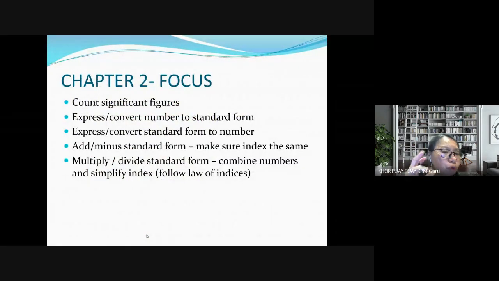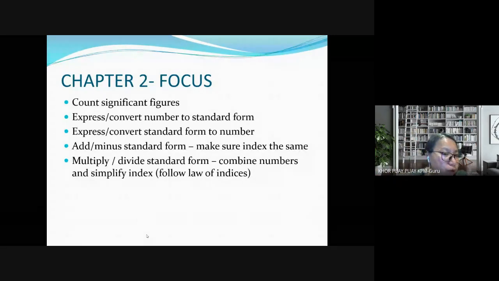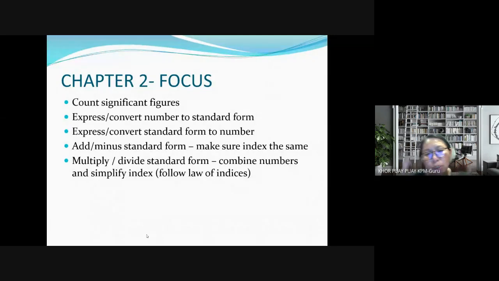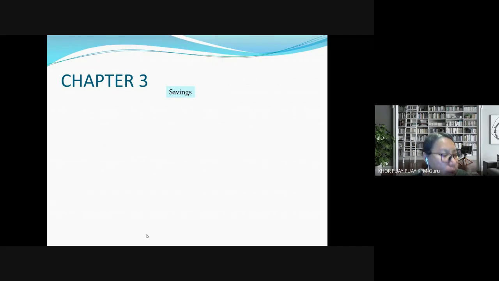So make sure you focus on how to count your significant figures, which we did already, right? You know how to change a number to standard form, and change your standard form back to a number. You must know how to plus and minus standard form. You must know how to times and divide standard form, and also simplify. Okay, all right. Next, we are going to go into chapter 3 already.